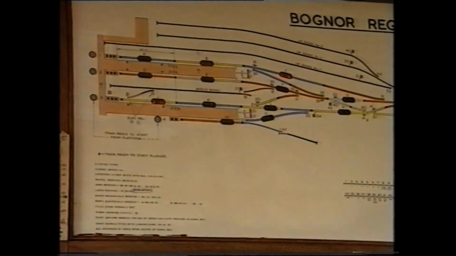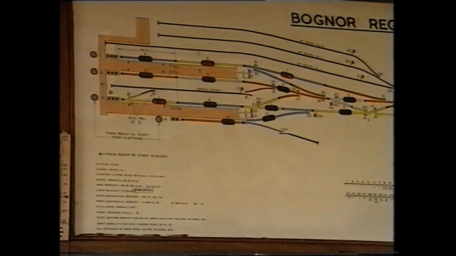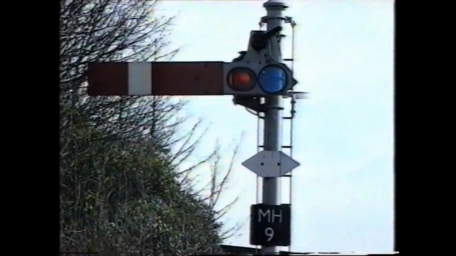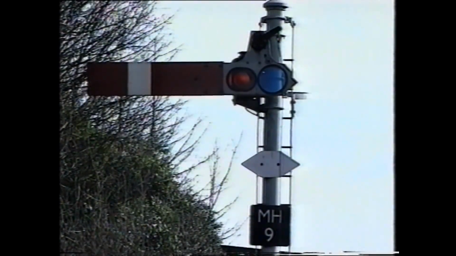Over the years, various devices have been employed to assist in reminding the signalman of the presence of a train. One of these is the simple track circuit, denoted by a white diamond sign attached to the signal post.